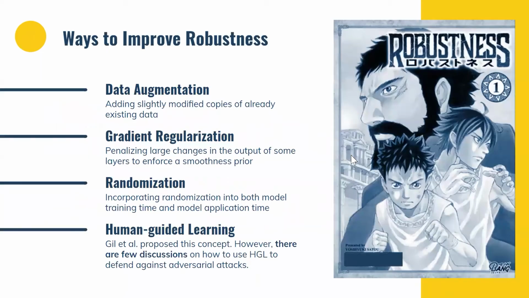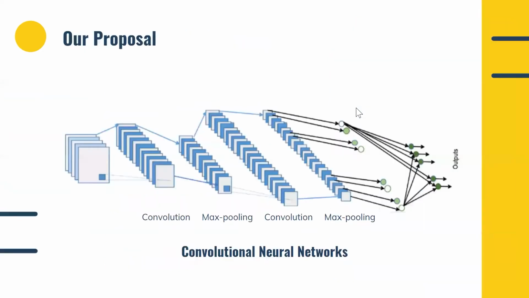There were many common practices to improve model robustness, for example, data augmentation, gradient regularization, randomization, etc. Recently, Gill et al. proposed a new concept of a human-guided approach. By having humans interact with the machine learning system, we incorporate human knowledge into the model, and this will produce elevated performance compared to the original model. However, there were few discussions in this domain. So our team took on this challenge and explored human-guided learning's impacts in improving the robustness of image classification models.